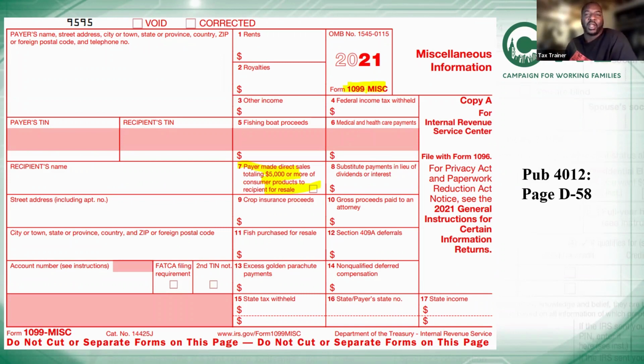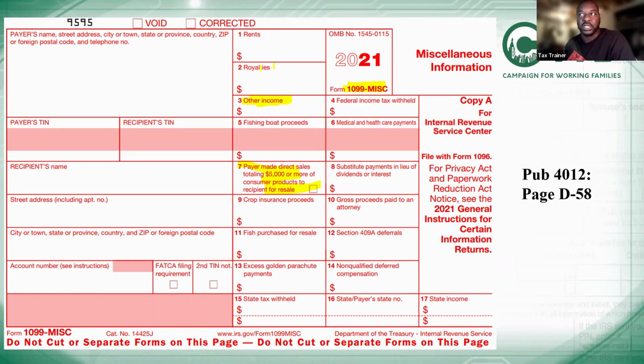Like if I won a prize on Price is Right or whatever, they may send me a 1099 miscellaneous saying, this is the value of the prize that you won, right? So here's some other income. So this is some of the things that would show up on a 1099 miscellaneous.